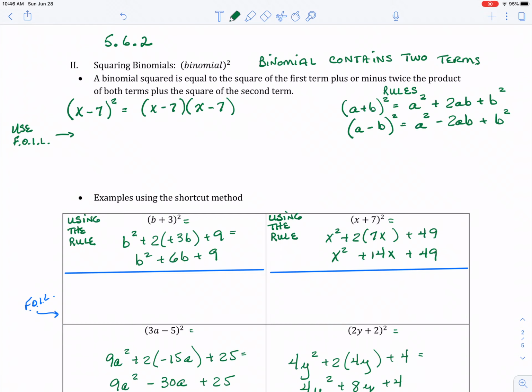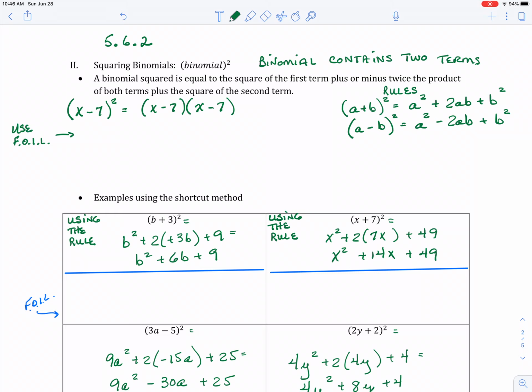We are still working in Chapter 5, Section 6, and this is the second video. Now we're looking at squaring binomials. Remember, a binomial is a polynomial expression that contains two terms. And I have an example here of a binomial.